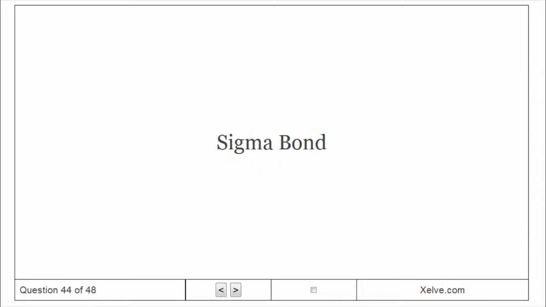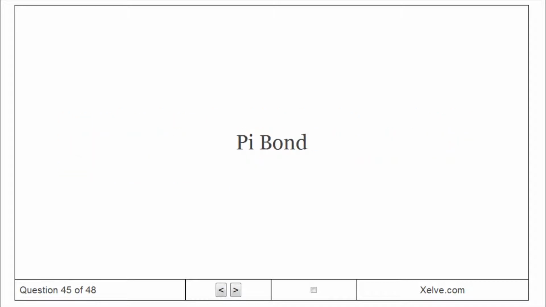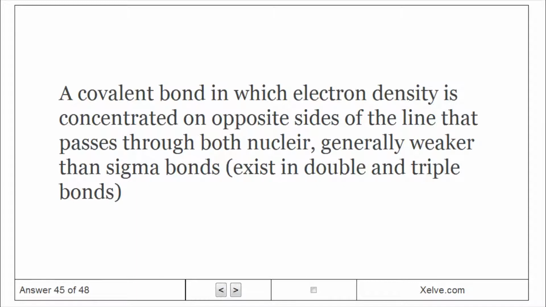Sigma bond. A covalent bond in which the electron density is concentrated along the internuclear axis. Pi bond. A covalent bond in which electron density is concentrated on opposite sides of the line that passes through both nuclei; generally weaker than sigma bonds.